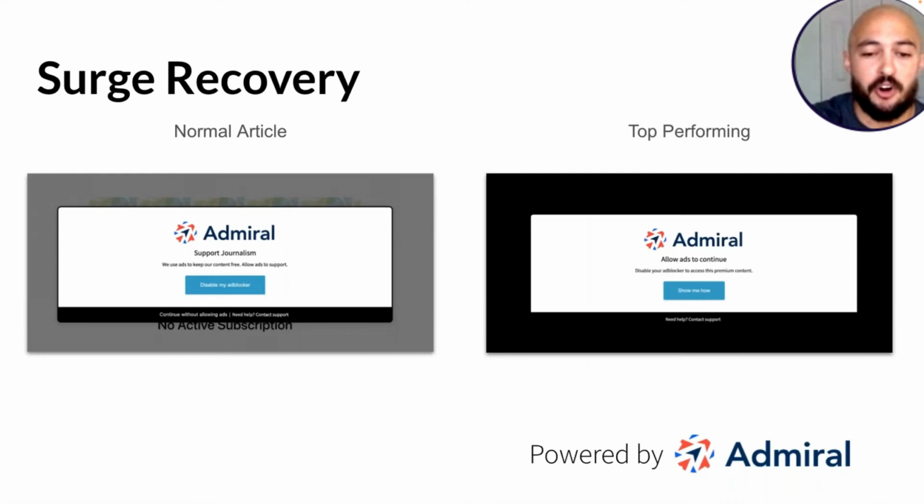For a normal article, if you're looking at the screenshot on the left, we might have our basic message, have a continue path, folks can dismiss. Now on those top performing articles, we're going to treat them differently. So we're not going to have a continue path. If a user wants that content that day because of its popularity, they're going to have to disable their ad blocker to get the content.